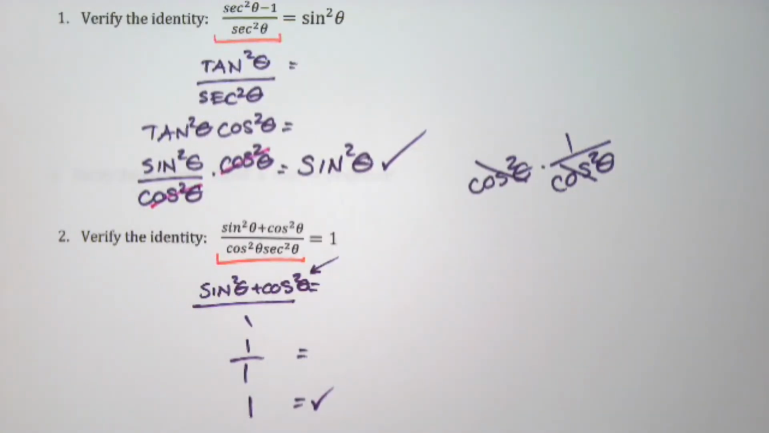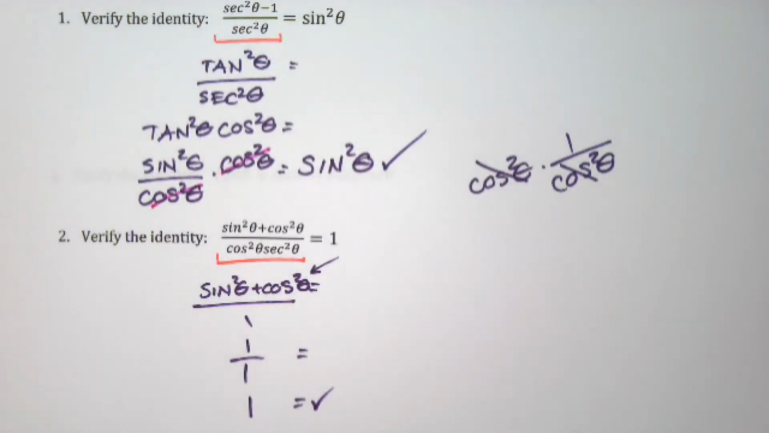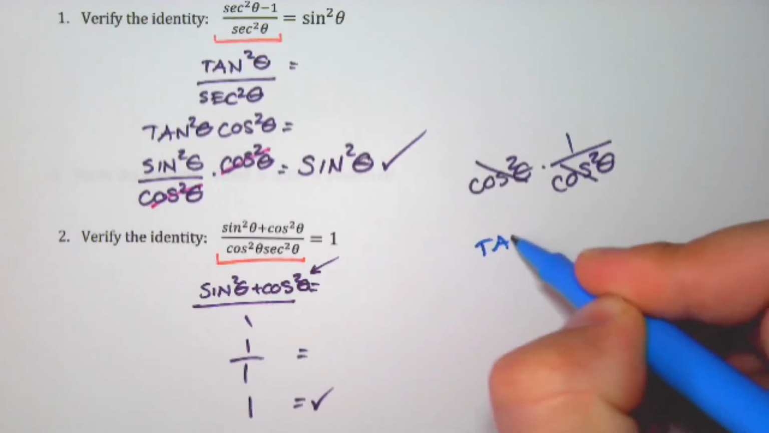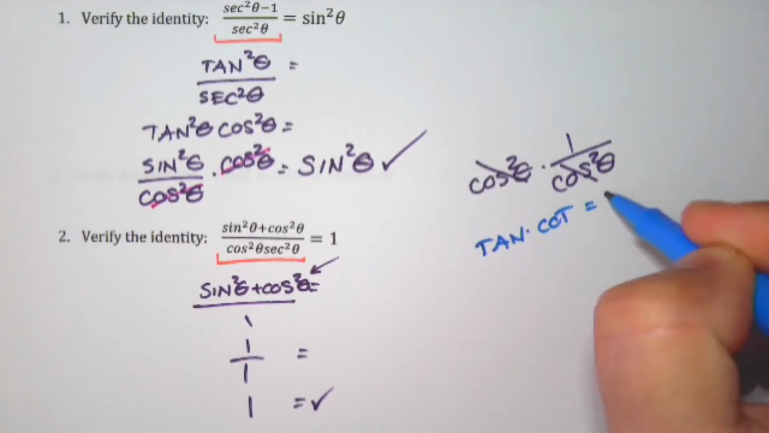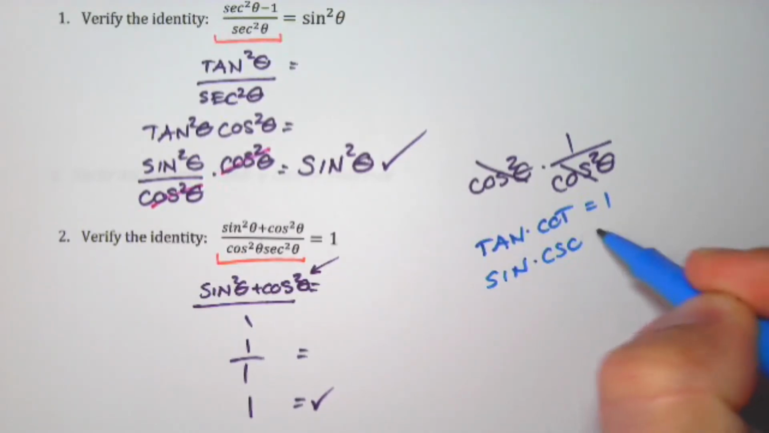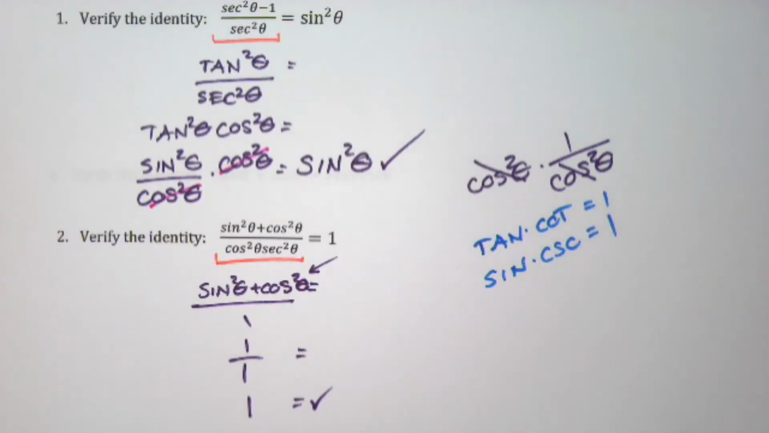So one thing to look out for: Pythagorean identities, always. And then something we know but haven't seen a ton is this idea of cosine times secant. This would be the exact same as tangent times cotangent. This would be the exact same as sine times cosecant, right? Because you're just multiplying by the reciprocal, which always gives you 1. So that's my first way of solving number 2. Now we're going to take a look at a slightly different way.